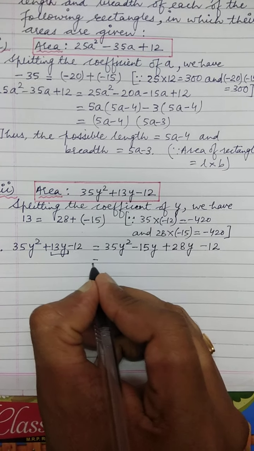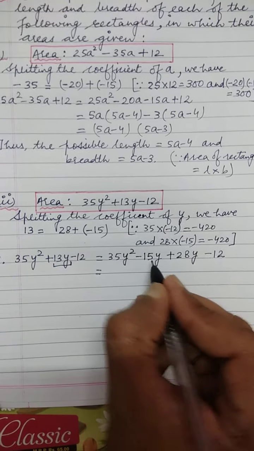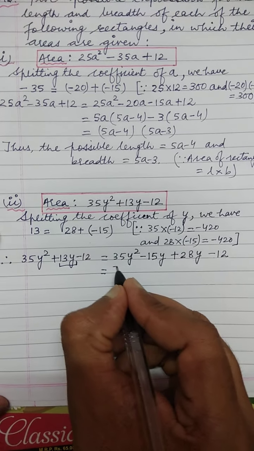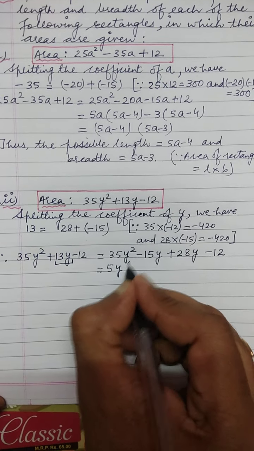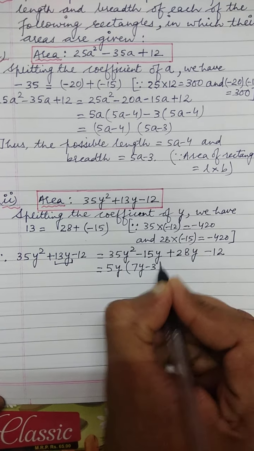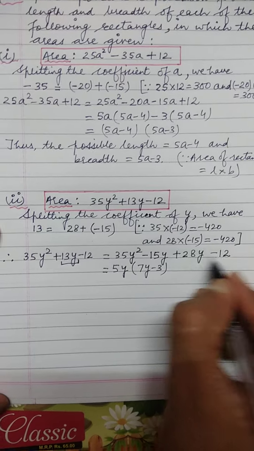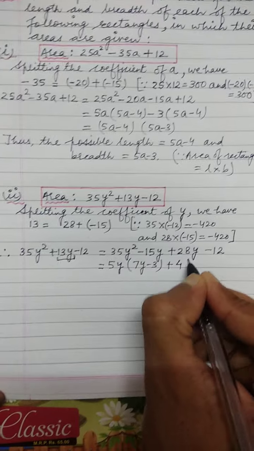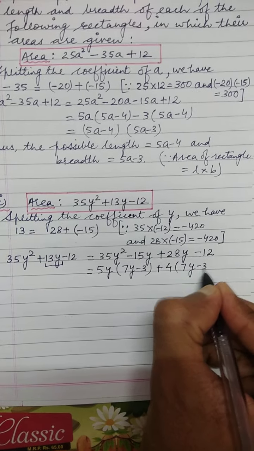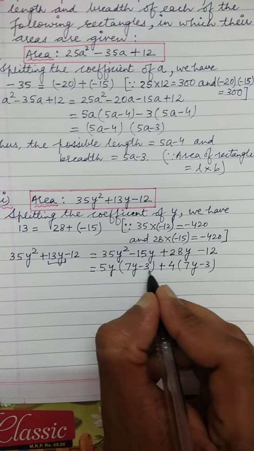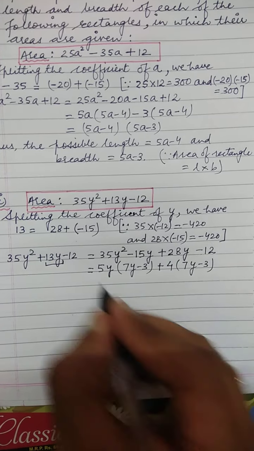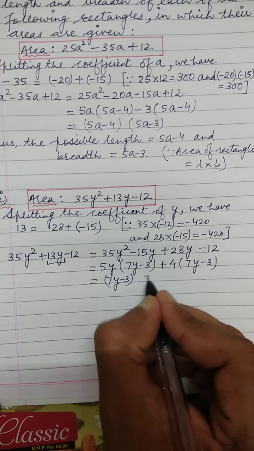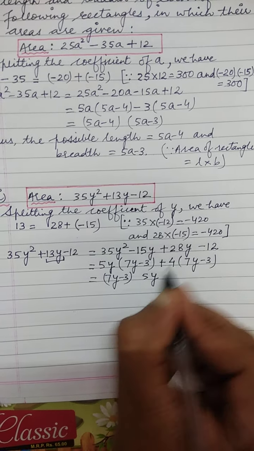Now we shall take common between the first two terms. Here we can take 5y as common. So we get 7y minus 3. And in the last two terms we shall take 4 as common. So we get 7y minus 3. So we are getting 7y minus 3 as common in these two. So now 7y minus 3 we shall take common. So the second factor will be 5y plus 4.